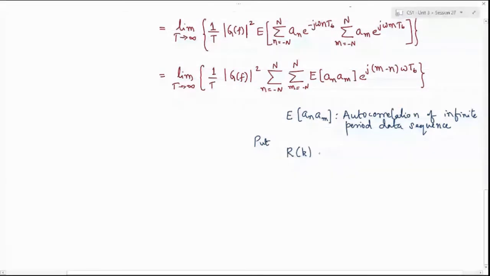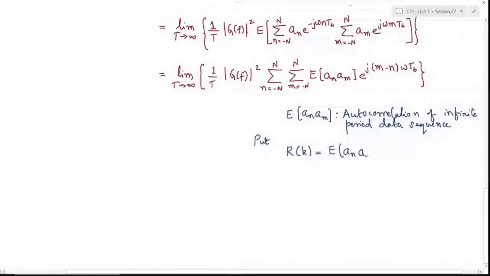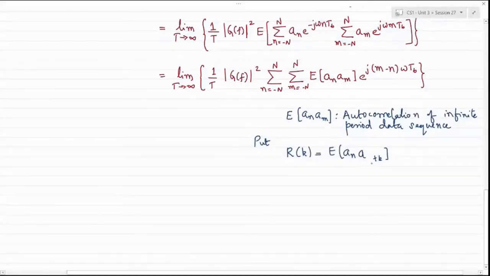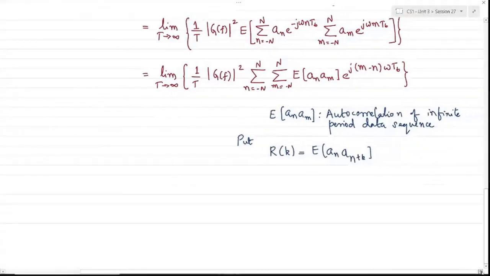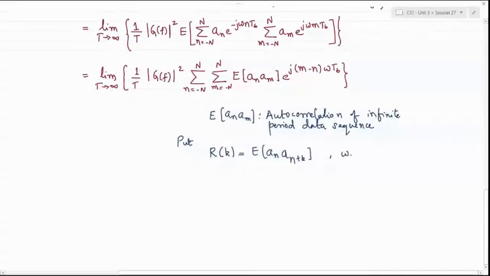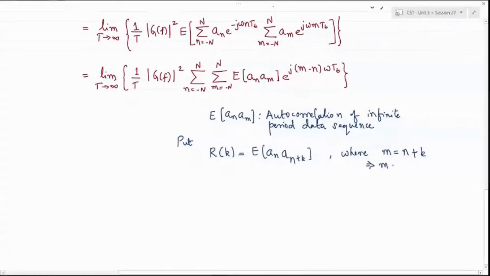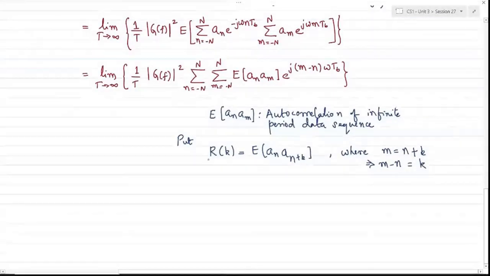So this is nothing but the expectation of a_n a_m, if I replace m with n plus k, where k is the difference of timestamps between these two. So the autocorrelation function is simply a function of the time difference between these two quantities. Okay.